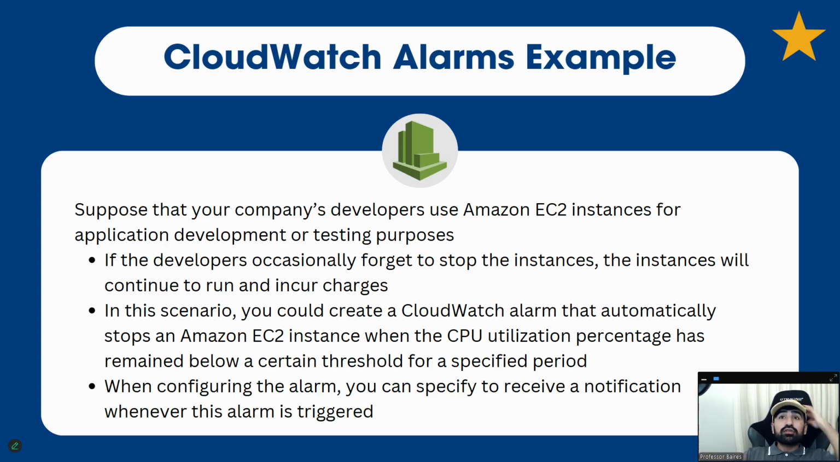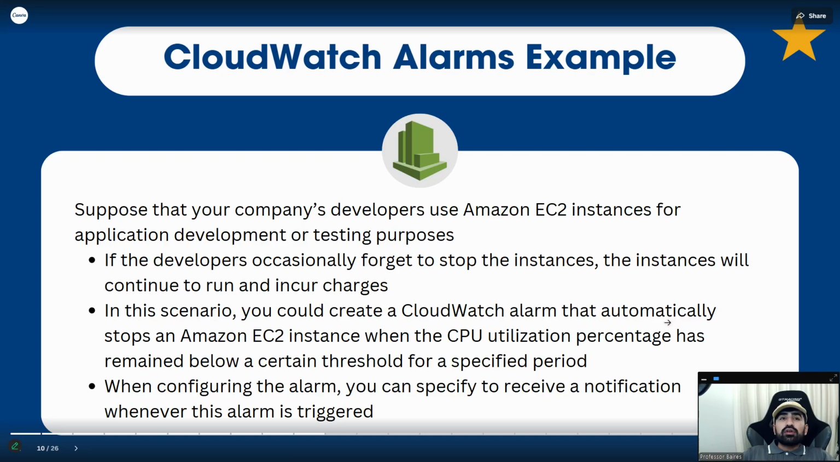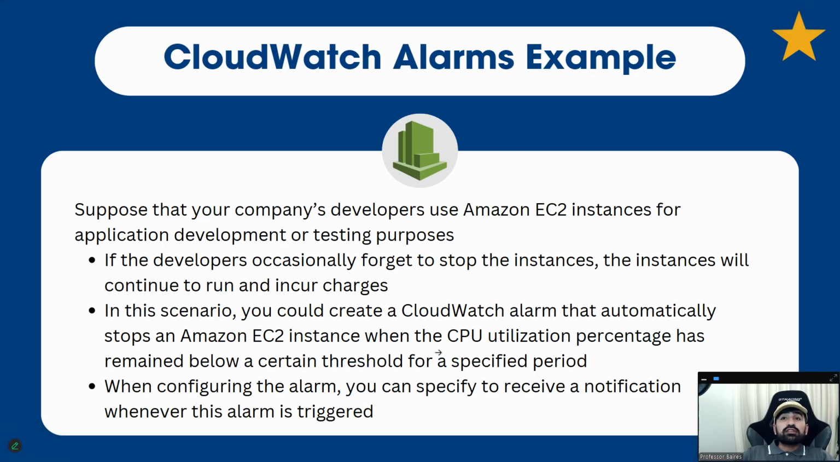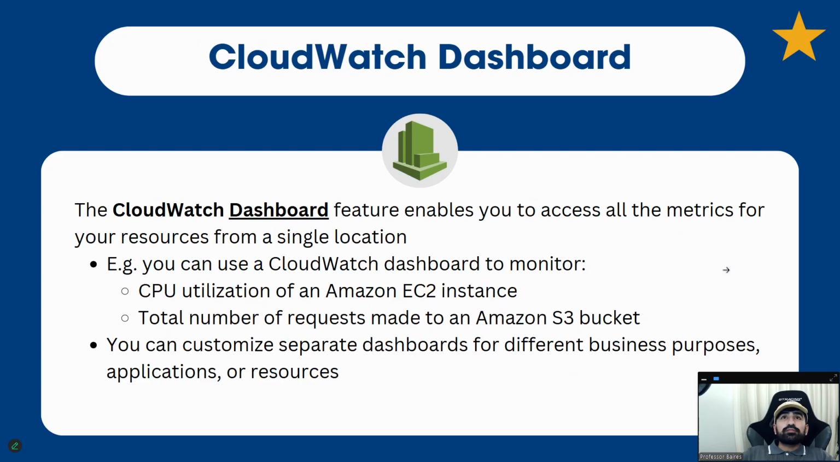Well, in this scenario, you could create an alarm that automatically stops the EC2 instance when the CPU usage has remained below a certain threshold for a specified period. So yeah, if nobody's been using the EC2 instance for a few hours, it's probably safe to say, hey, nobody's on it right now. We can shut it down and save some money. So in this case, right, it's just going to help the organization save resources and, of course, save money. You can even, like I said, set up notifications. So maybe instead of actually stopping the instance, it'll notify an operator and say, hey, can you go check it out? Maybe ask around before you shut it down.